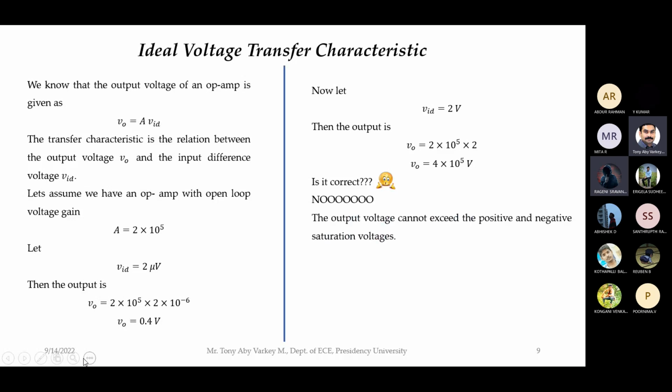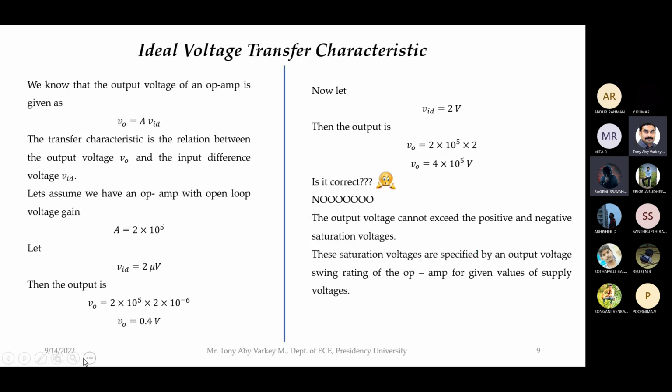That depends on the saturation voltage of the op amp. The output voltage cannot exceed the positive and negative saturation voltage. These saturation voltages are specified by an output voltage swing rating of an op-amp for a given value of supply voltage. I will explain in detail in the coming slide. So please remember that it will not go above a particular voltage.